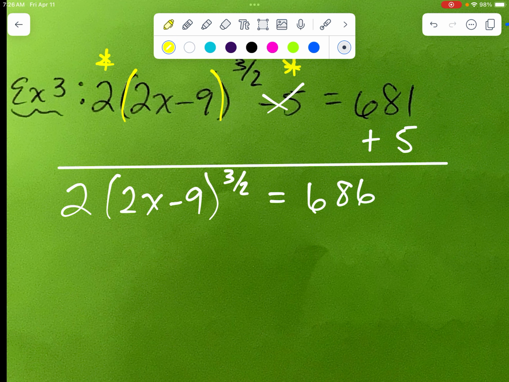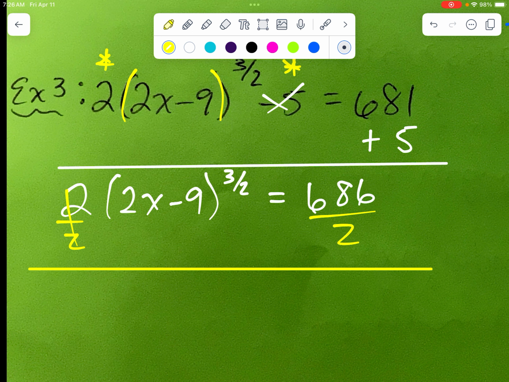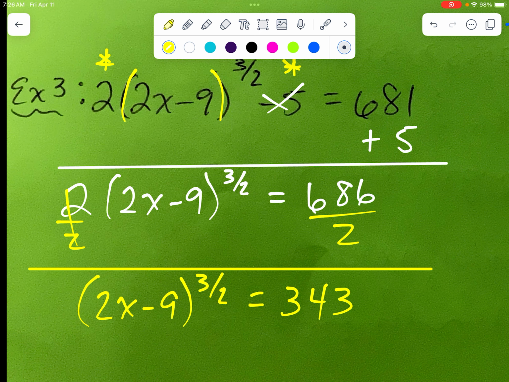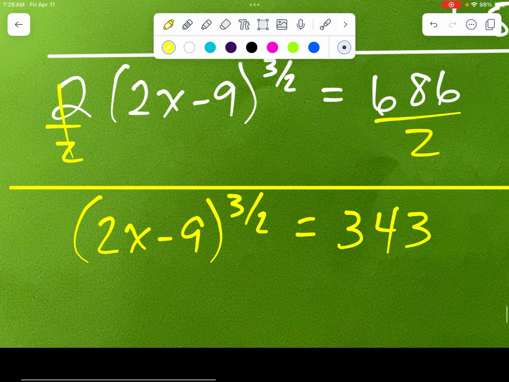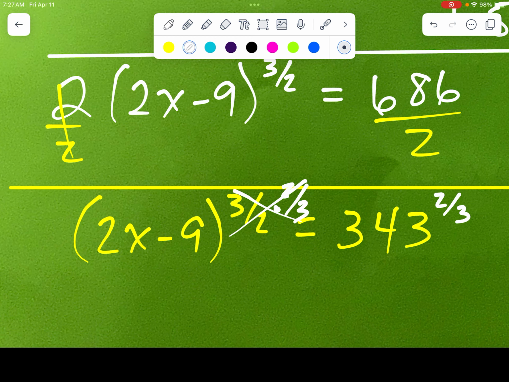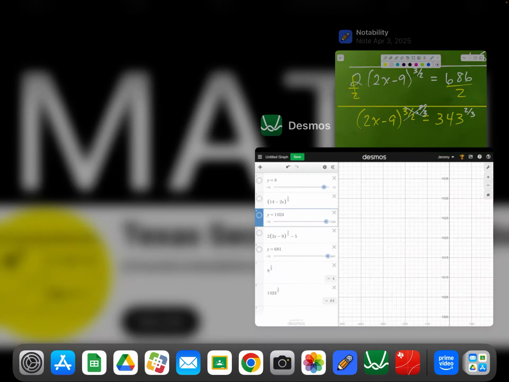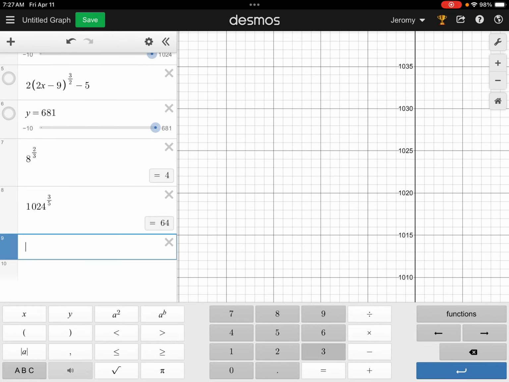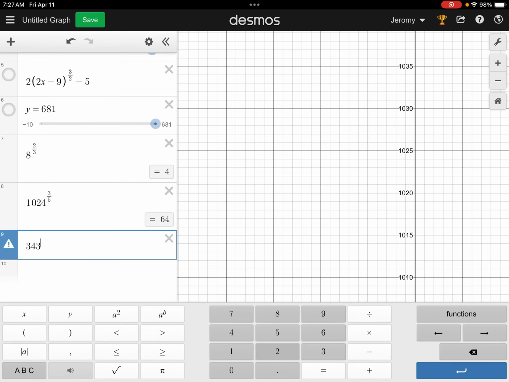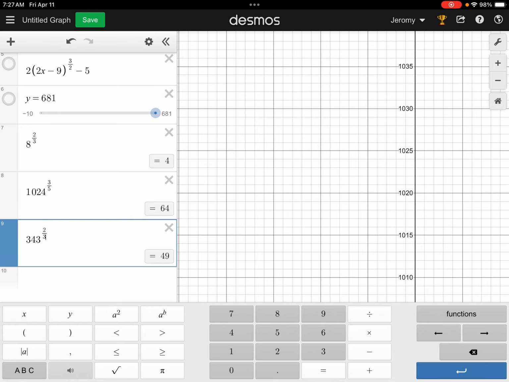Remember our goal: we've got to get the house by itself. We're going to divide by 2, and bring down what we have left, which is the house, 2x minus 9 to the 3/2 power, equals 343. Now we have the house by itself. We're going to do the opposite of to the 3/2 power, which is to the 2/3 power. That cancels out and turns into a 1. So now we need to know what 343 to the 2/3 power is. 343 raised to the 2/3 power is 49.